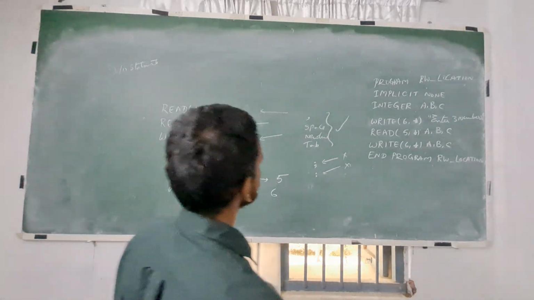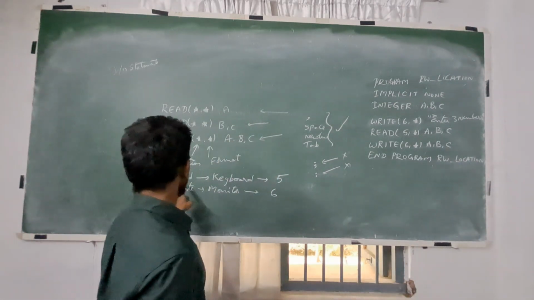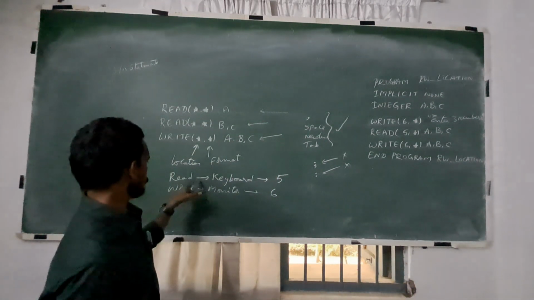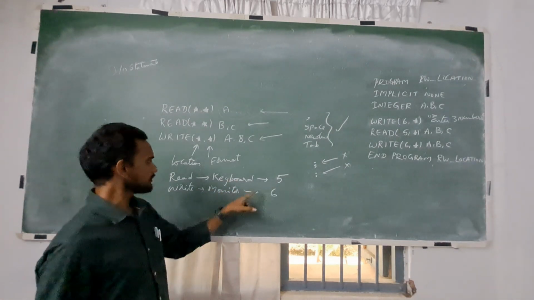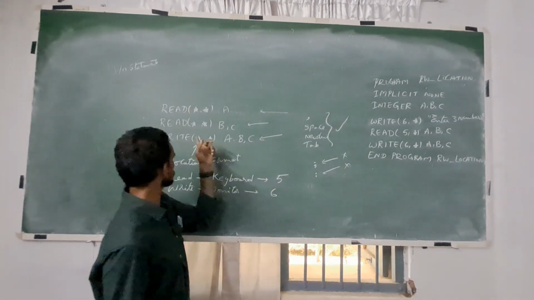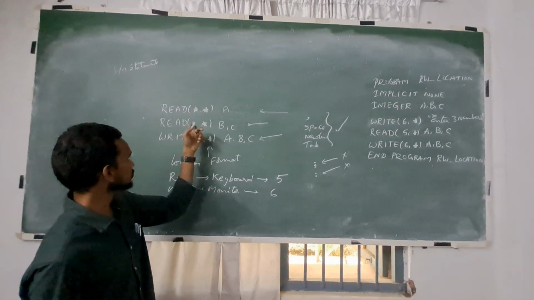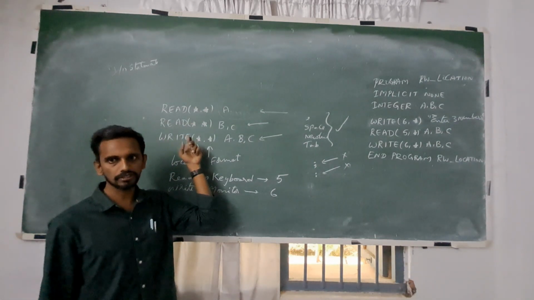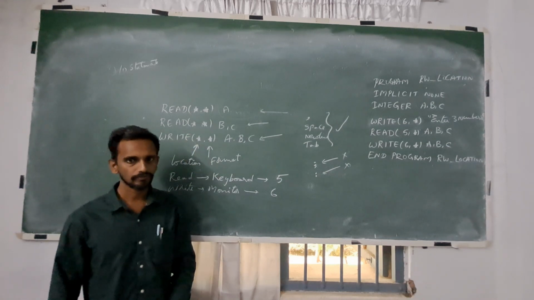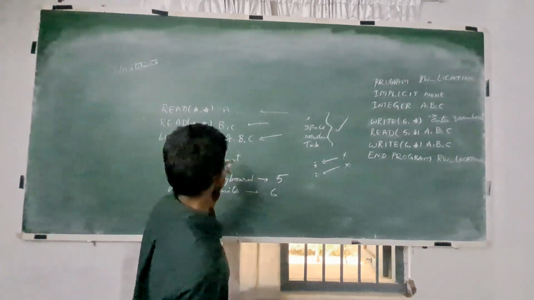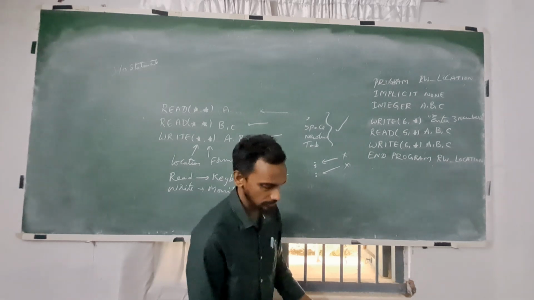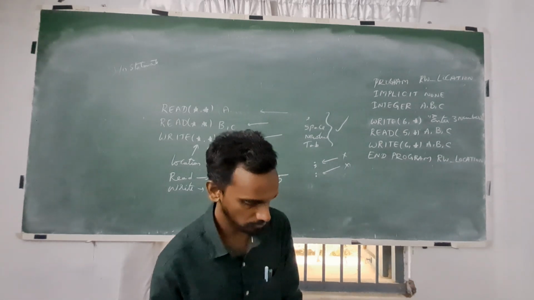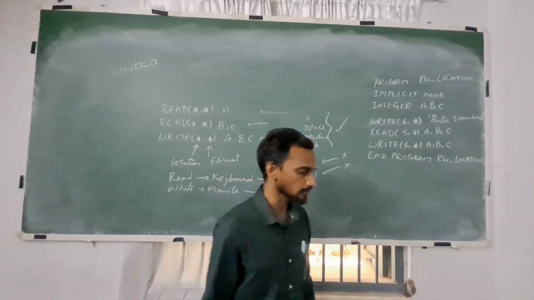So now, the default location for keyboard is 5, the default location for monitor is 6. Here the star in the read statement refers to location 5 and the star in the write statement refers to 6. The second star stands for format statement, meaning how to read data or how to write data.